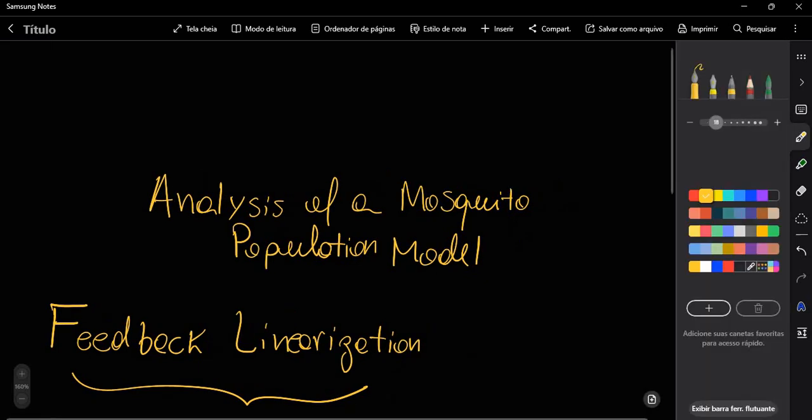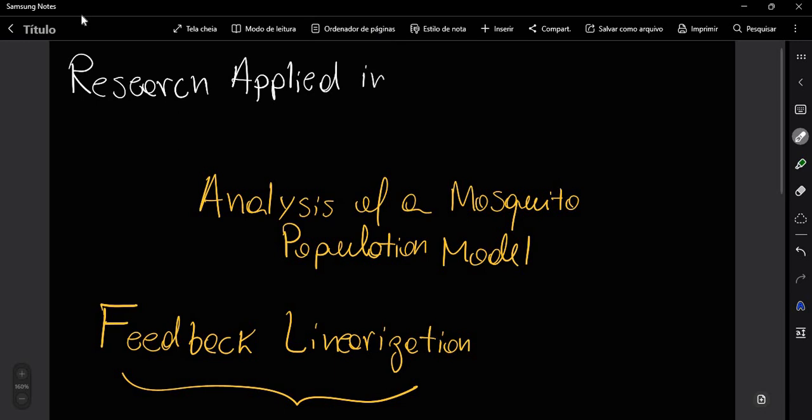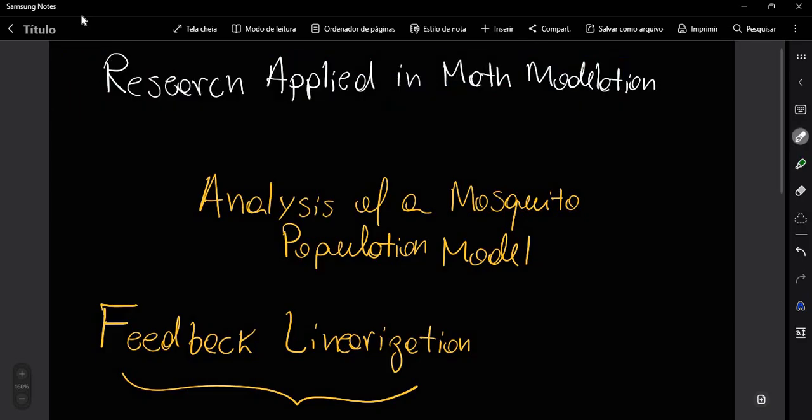Let me write the name of the book that I'm using: Research Applied in Math Modulation, from these authors.